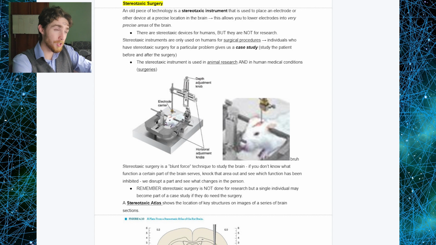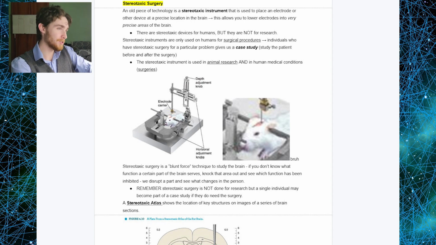All right, we're talking surgical procedures. Now, granted, if somebody just so happens to be getting a surgery done and they have one of these machines working on them, then sure, a researcher may come around and ask, hey, do you want to be part of a case study? They would study the patient before and after the surgery. But again, you would not use a stereotaxic instrument for the sake of research alone, at least when it comes to humans. The stereotaxic instrument is used in animal research. When it comes to research on animals, yes, you can use a stereotaxic instrument. But when it comes to humans, we only use stereotaxic instruments for medical conditions.